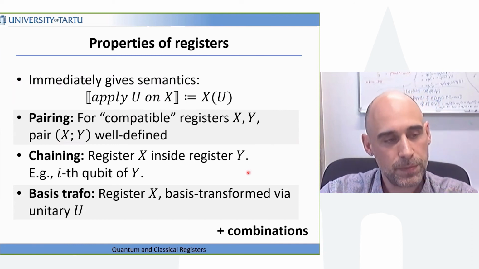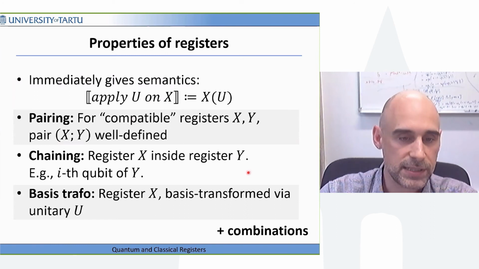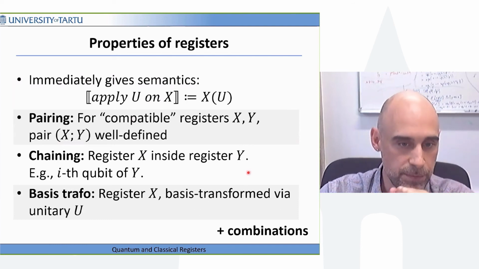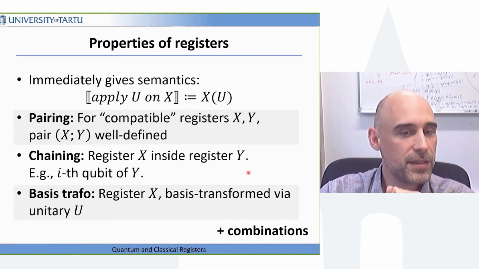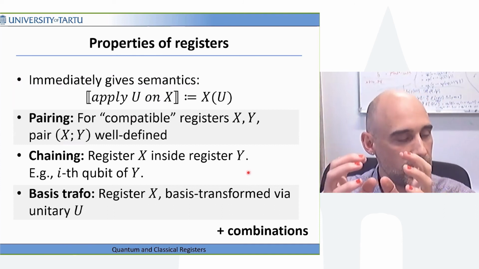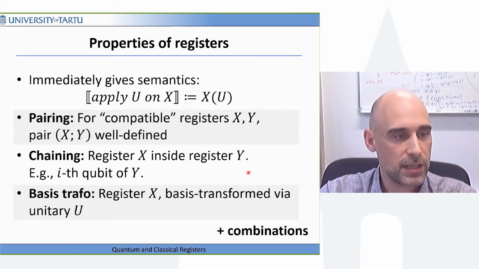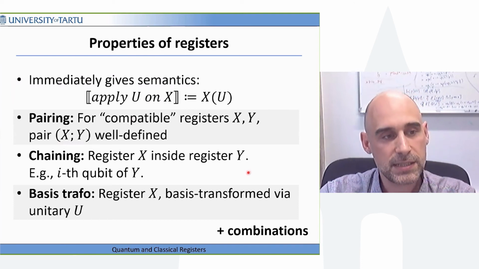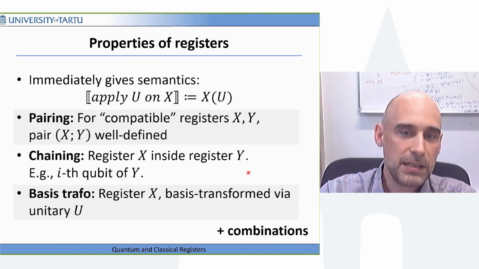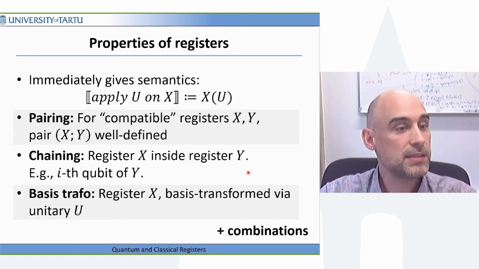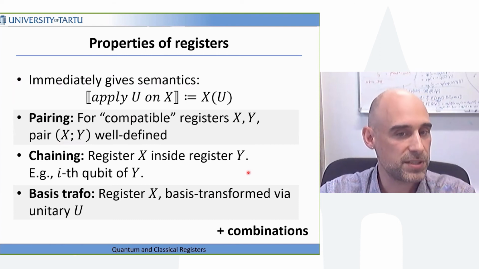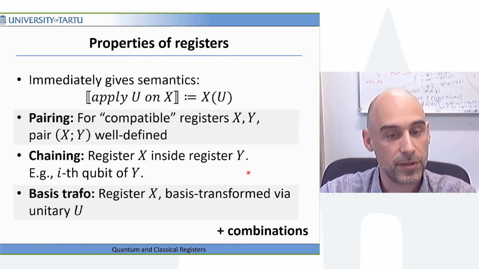And we have a lot of powerful operations. The most interesting is the pairing. If I have two registers that are compatible in a certain way that I will skip for now, we can define the pair: what it means to take two registers and make them into one bigger register. And this register again has the properties from the slide before. Therefore, once I have defined apply U on X, even though X is not treated as a list of registers or anything, I can just plug in the pair in here and suddenly my semantics can deal with tuples of registers, even though the semantics never thought of that.